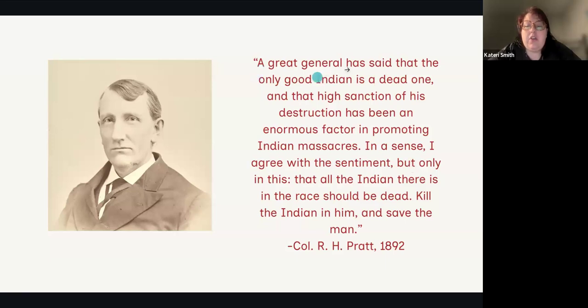He said that a great general has said that the only good Indian is a dead one. We saw that general. And that the high sanction of his destruction has been an enormous factor in promoting Indian massacres. In a sense, I agree with the sentiment, but only in this, that all the Indian there is in the race should be dead. Kill the Indian in him and save the man.